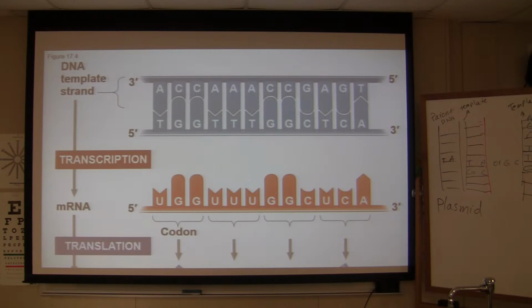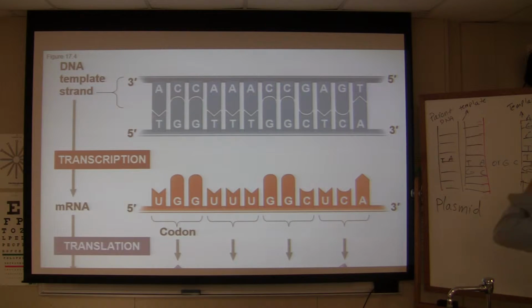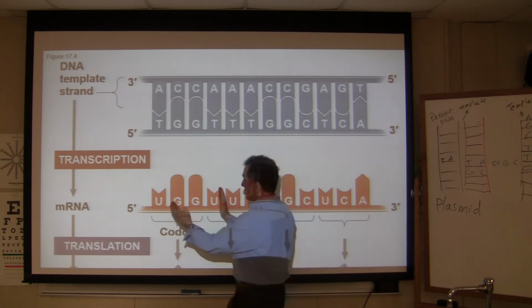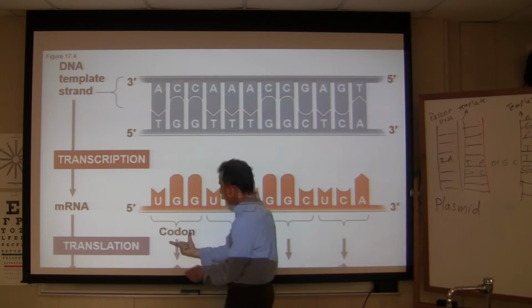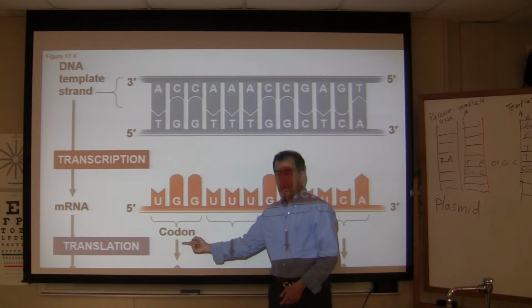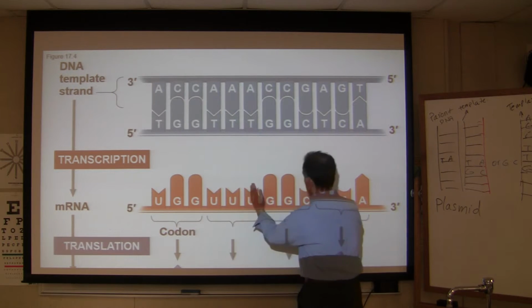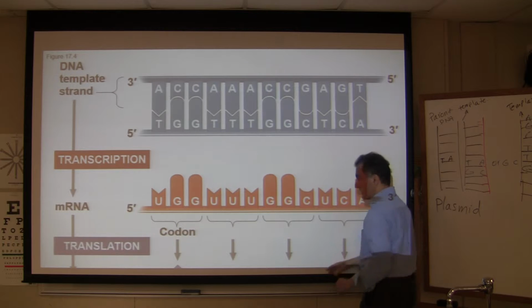And then, of course, on the bottom, these three nitrogenous bases on mRNA are called a codon.